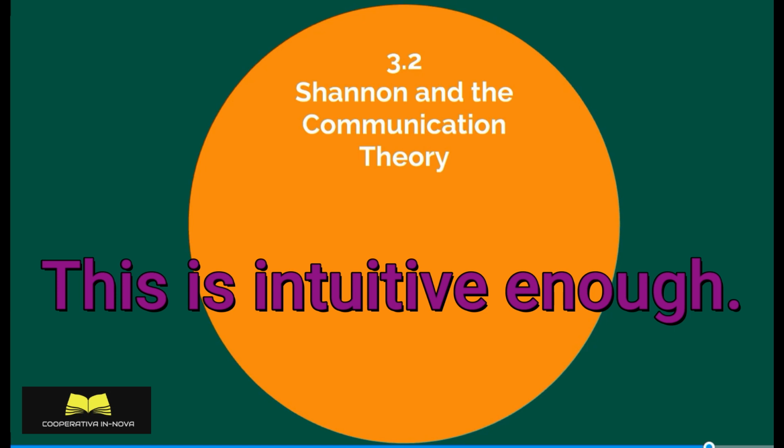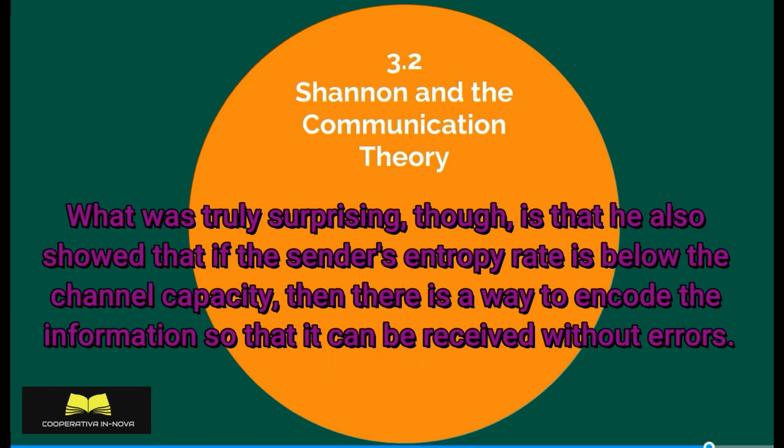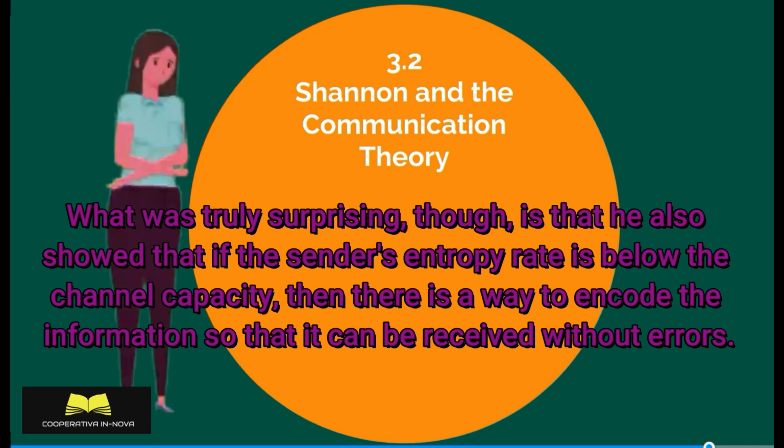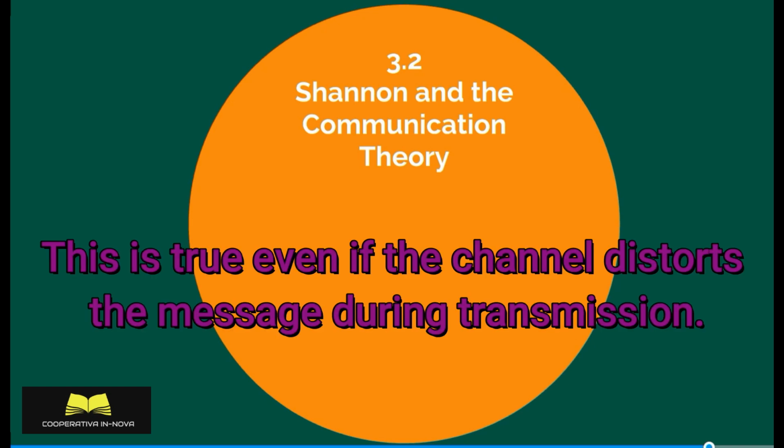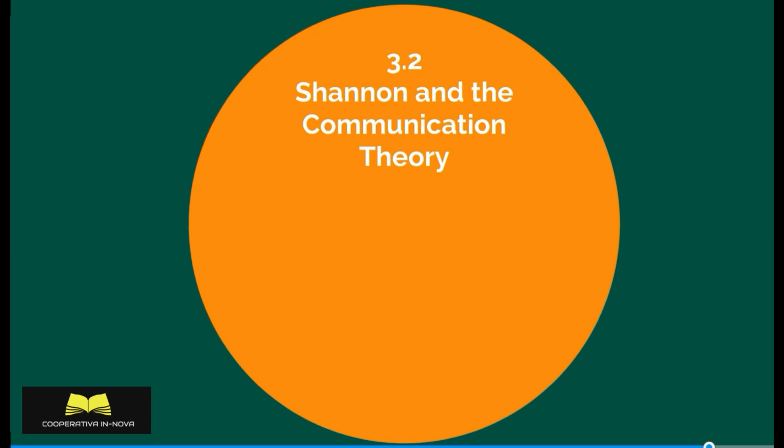This is intuitive enough. What was truly surprising, though, is that he also showed that if the sender's entropy rate is below the channel capacity, then there is a way to encode the information so that it can be received without errors. This is true even if the channel distorts the message during transmission.